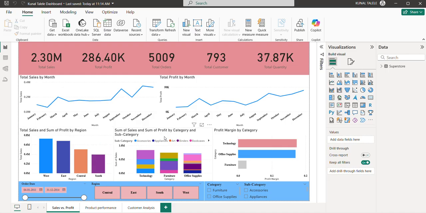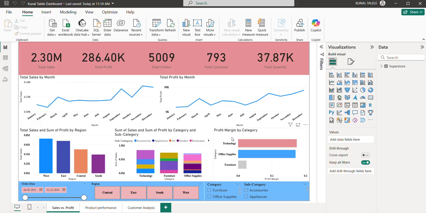The next visualization is a stacked column chart showing sales and profit by category and subcategory. Categories include technology, furniture, and office supplies. We can instantly see which subcategories drive the most revenue, for example, phones, chairs, and binders. This helps identify which product lines are performing well and which may need promotional support.